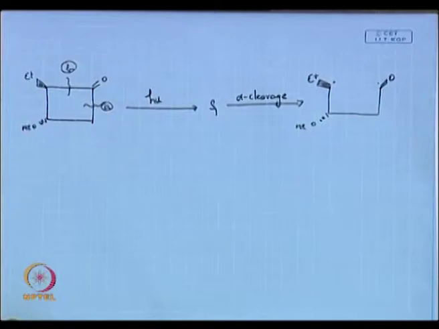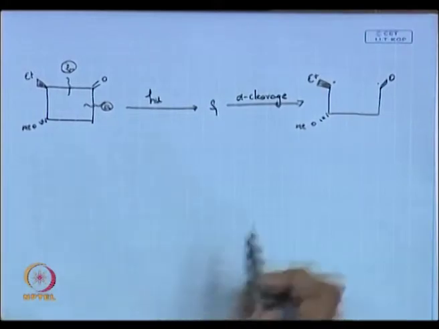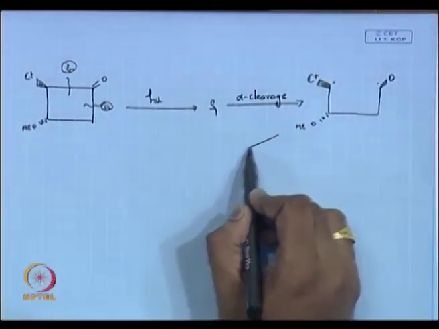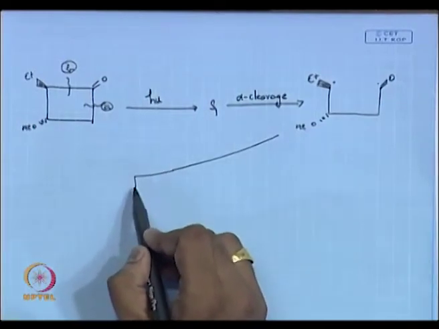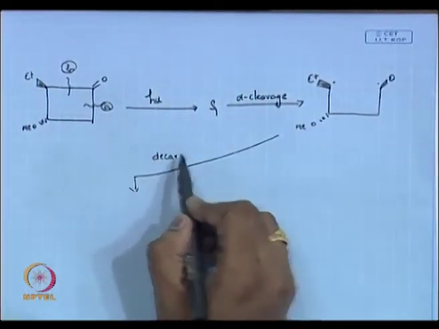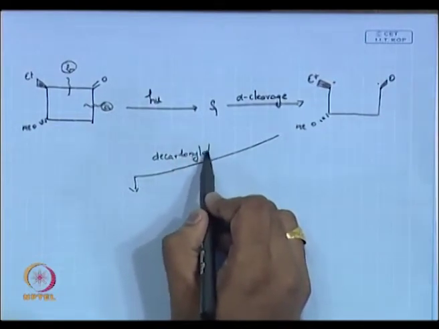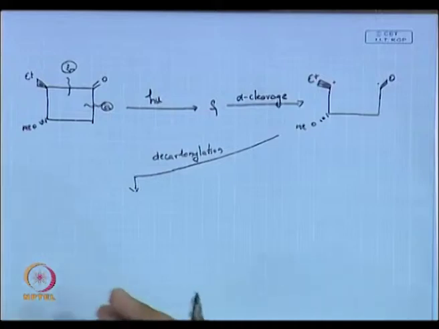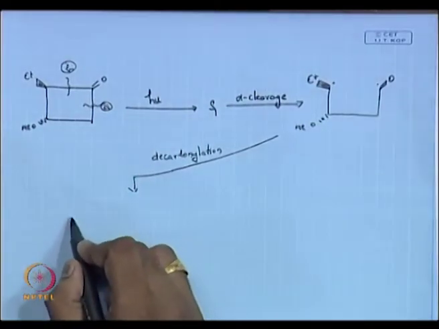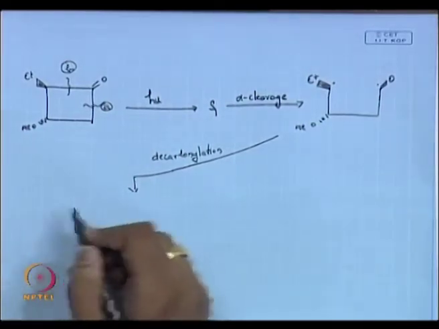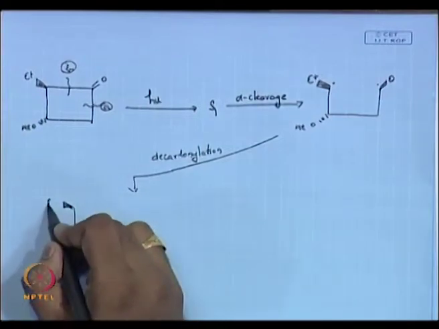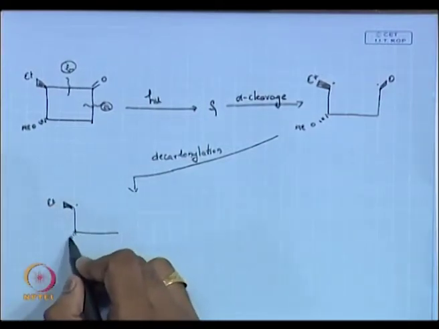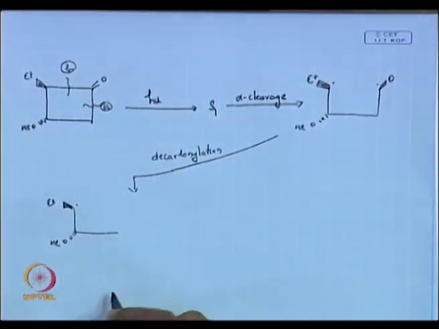I get this product now. I can do my decarbonylation. See, decarbonylation happens very fast because it's a cyclobutane at the end of the day. So, you will get ethyl dot and you will get your OMe with this.